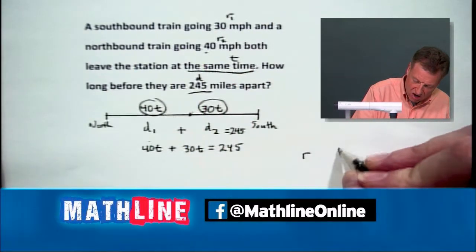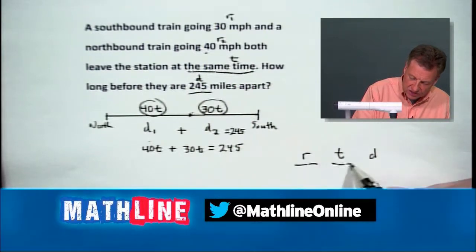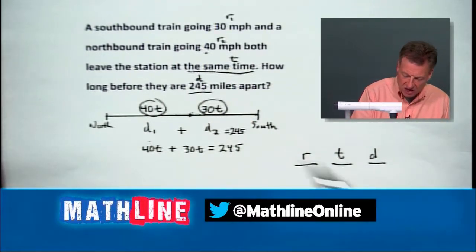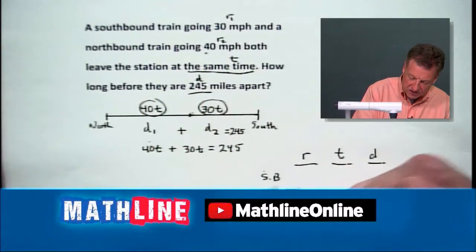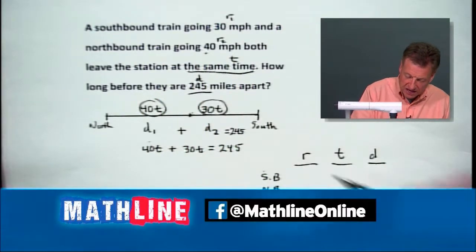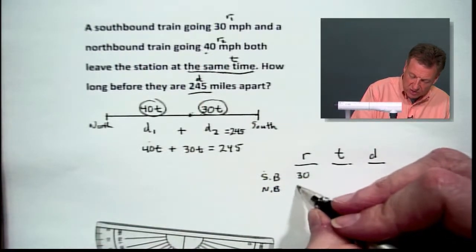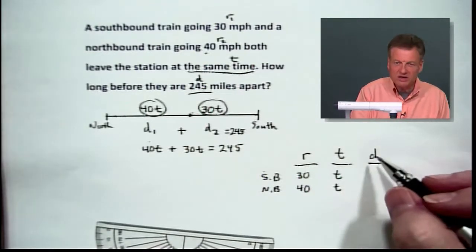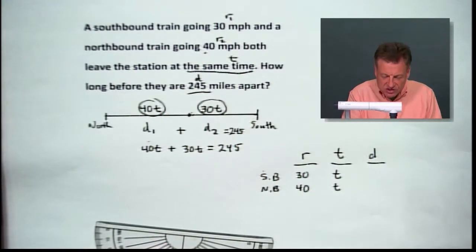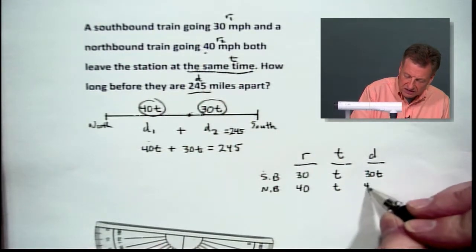How about if you put an R, T, and a D? And then you can come back and say, oh, all right, you've got SB, well, southbound, and you've got northbound. And good old southbound's going 30. Northbound is going 40. The time is the same. And guess what? We don't know their distance, do we? They didn't give any numbers. They just know what it is together. So guess what? Distance is 30T and 40T.